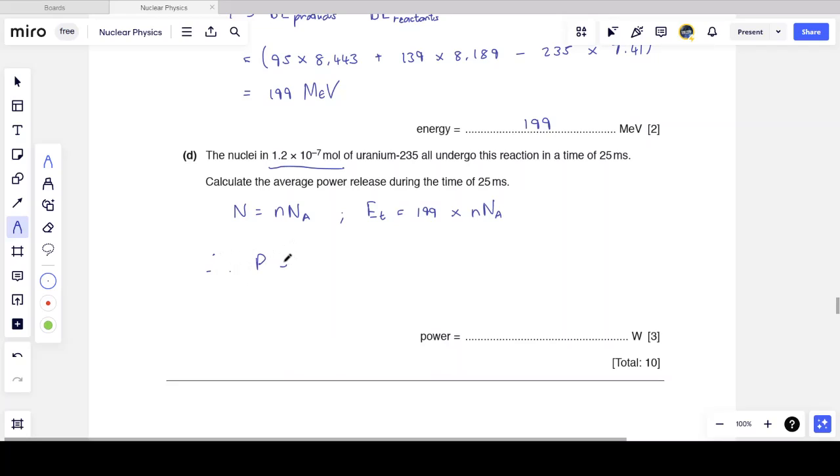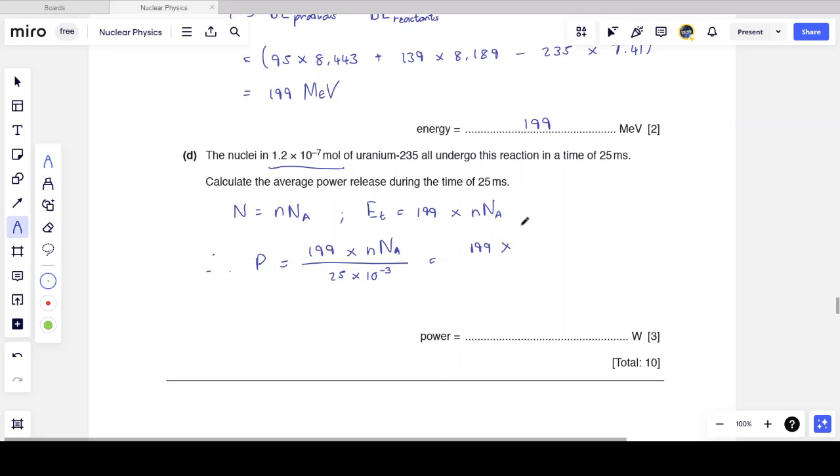And hence the power, I'm going to try and do everything at once now, is this energy, 199 times little n times Na, the total energy divided by the total time. Remember, energy divided by time is power. And time is given as 25 times 10 to the minus 3 seconds, 25 milliseconds. Now, if I throw all these values in, I get 199.